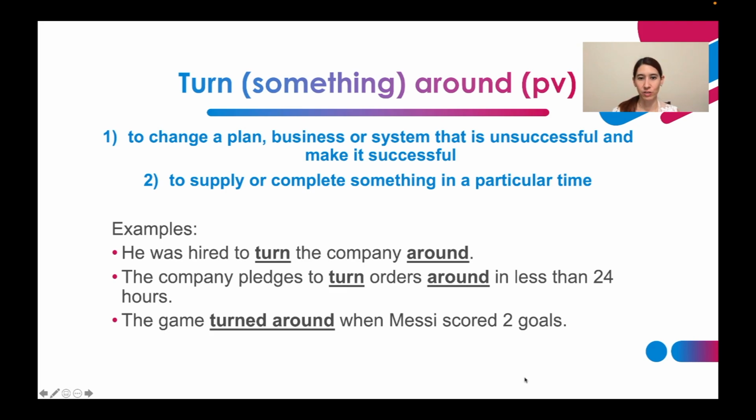The company pledges to turn orders around in less than 24 hours. This has a different meaning. If you see the second meaning, to supply or complete something in a particular time, this is what this sentence means. So if the company pledges to turn orders around in less than 24 hours, they're going to complete the orders in less than 24 hours. The game turned around when Messi scored 2 goals. Maybe the team was losing, but then Messi scored 2 goals, and then the game was turned around and they were either tied or it was closer.